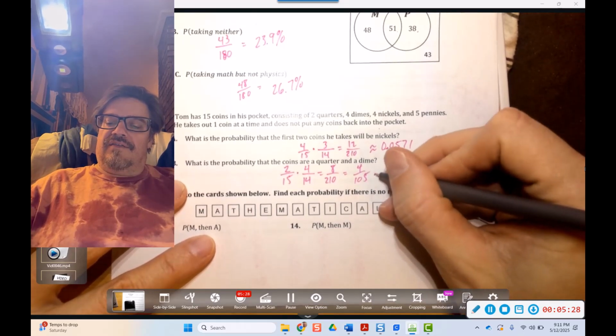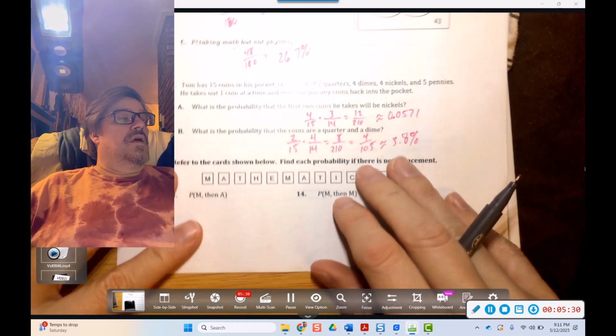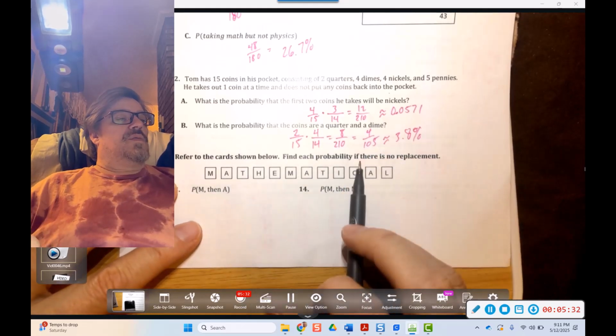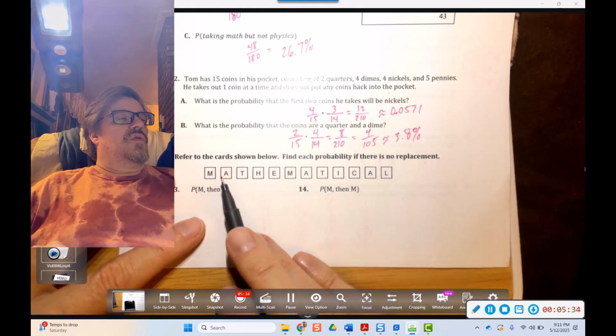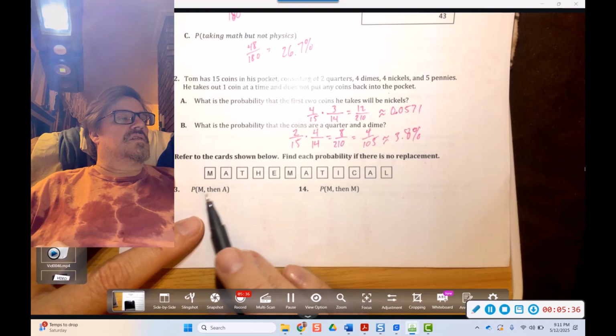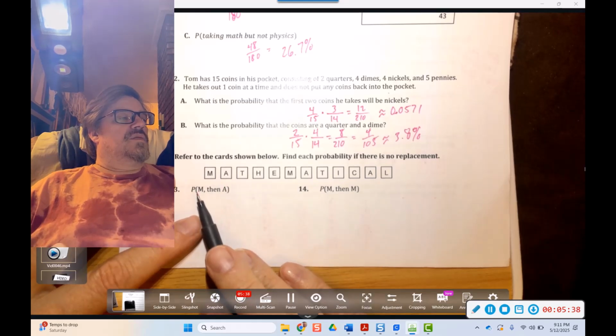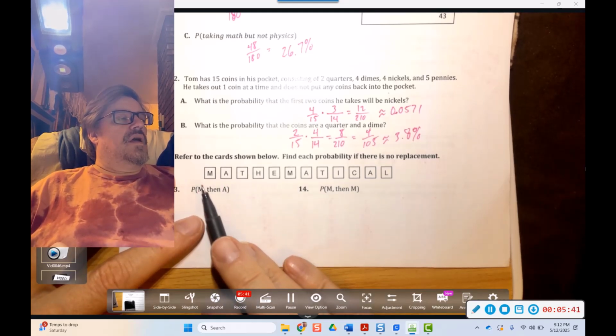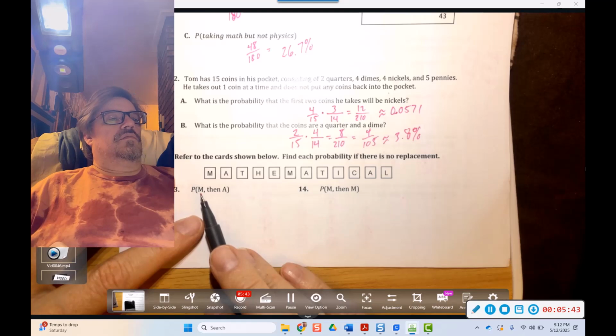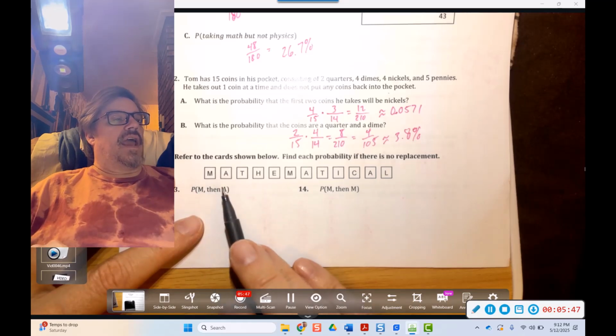Okay, and if you want to leave it as a fraction, that's still okay. Refer to the card shown below. What if there's no replacement? Okay, so let's see. What's the probability of M and then an A?